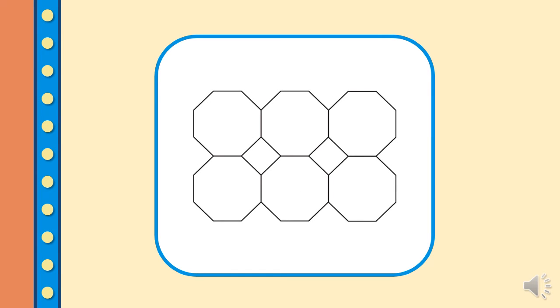And you recognize this shape, don't you? 8 sides. So it's an octagon. Yes, an octagon. Can octagons form tessellations? Well, I see a couple of squares in the middle of this group of octagons. So unfortunately, octagons cannot form tessellations.